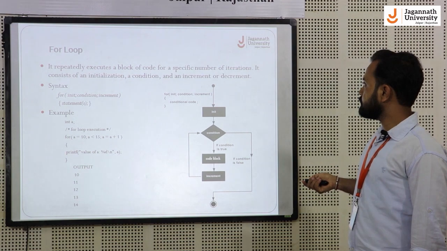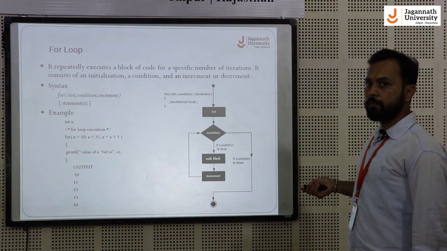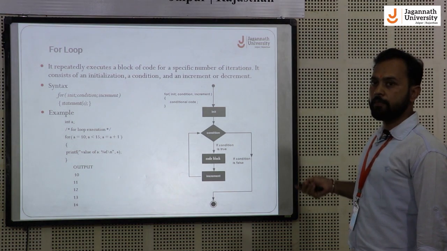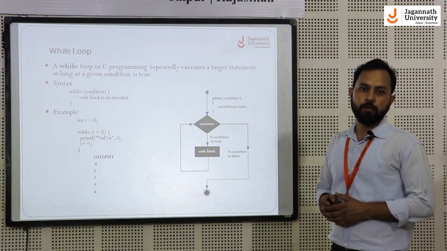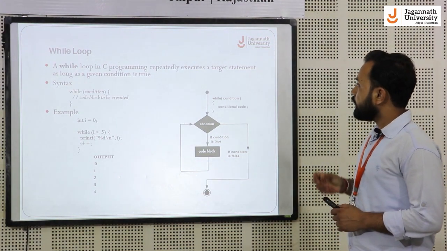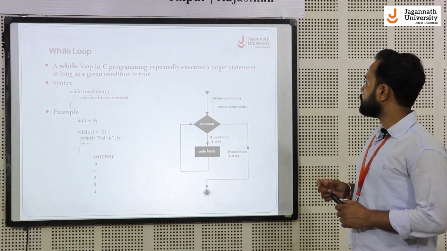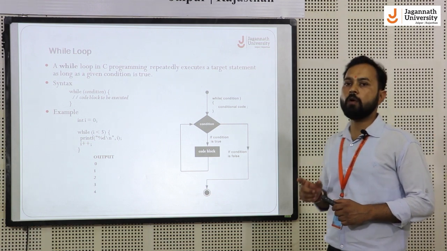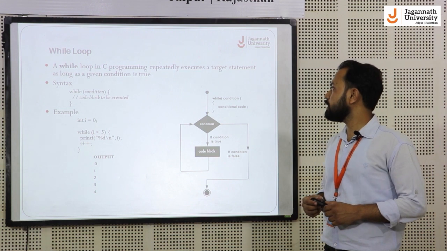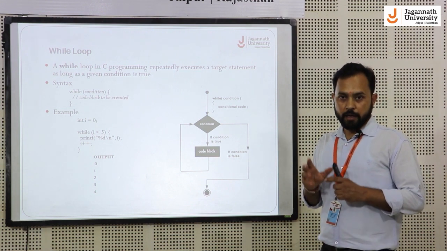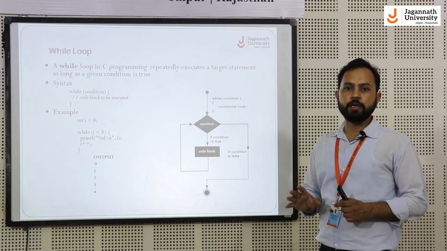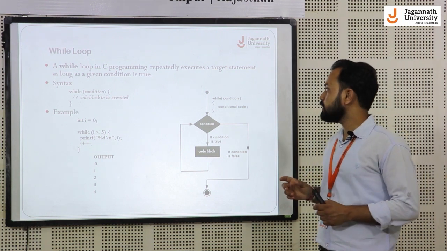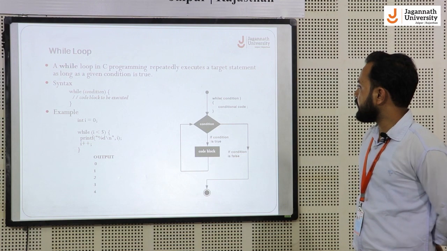Next, we will discuss the while loop. The while loop in C programming repeatedly executes a target statement as long as the given condition is true. It means a condition is given, if it is true, the targeted block will be executed until the condition becomes false. So, here we can understand the example.